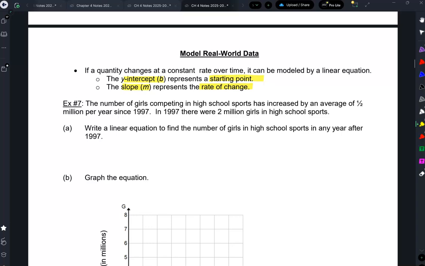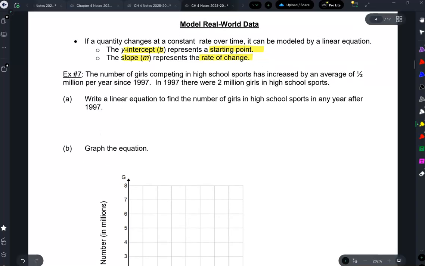So look at this. The number of girls competing in high school sports has increased an average of 500,000 per year since 1997. 500,000 per year, that's the rate of change. So that's your slope. In 1997, when it all started, there were 2 million girls in high school. So this is the starting point, or B. This is the rate of change, or M.